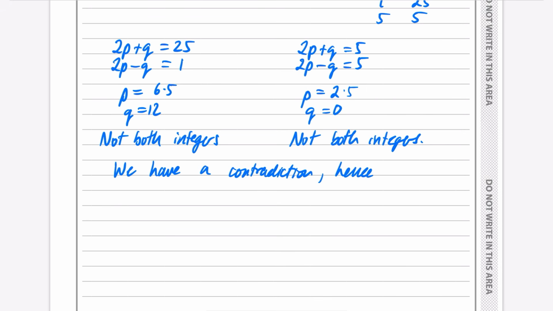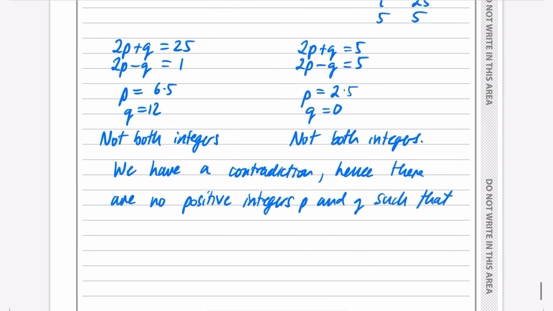Hence, there are no positive integers. We need to do this concluding statement to be able to get the final mark. There are no positive integers, p and q, such that 4p squared minus q squared is equal to 25.